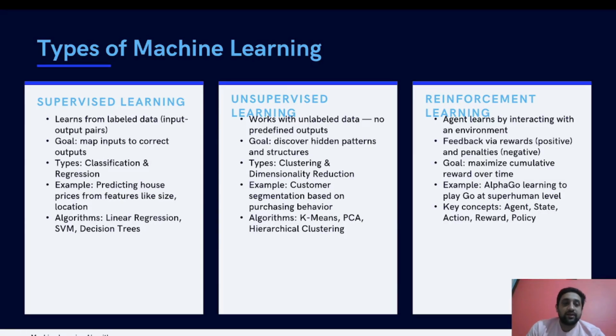In unsupervised learning, the data does not have predefined labels, and the model tries to discover hidden patterns or structures, such as grouping similar data points. Reinforcement learning, on the other hand, involves an agent interacting with an environment and learning through rewards and penalties. The agent improves its performance over time by maximizing the total reward. Each type serves different purposes depending on the problem being solved.